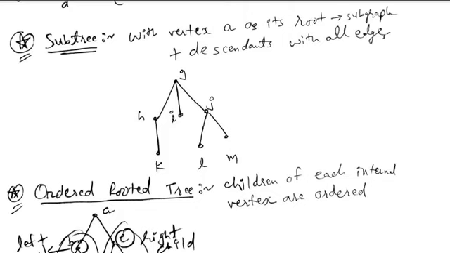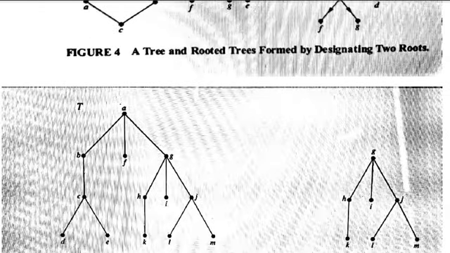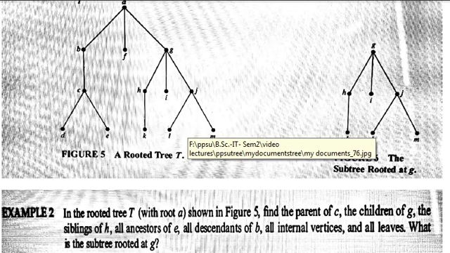Before that, what is a subtree? A subtree is a subgraph with any vertex as a root and its descendants. For example, if I take G as a root and all its descendants, it is called a subtree. So let us quickly see the example. This is a rooted tree. You can see directly there is one root and all others are its branches.